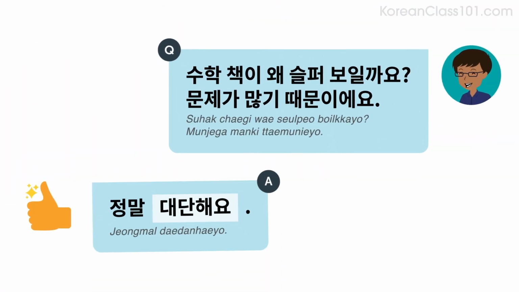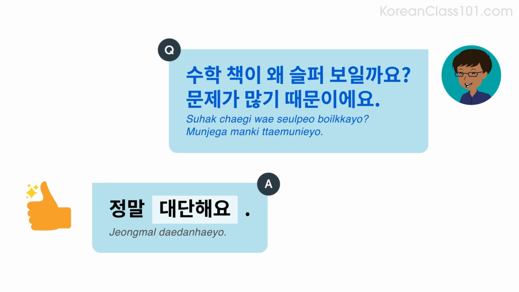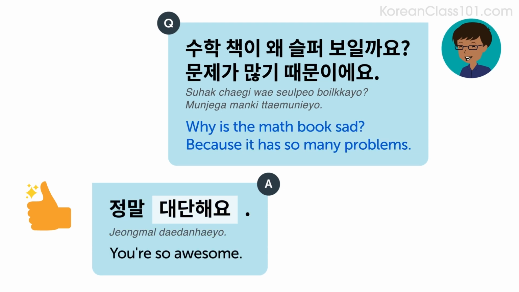Let's look at some examples. Listen and repeat or speak along with the native speakers. 수학책이 왜 슬퍼 보일까요? 문제가 많기 때문이에요. 정말 대단해요. Why is the math book sad? Because it has so many problems. You're so awesome. 정말 대단해요.